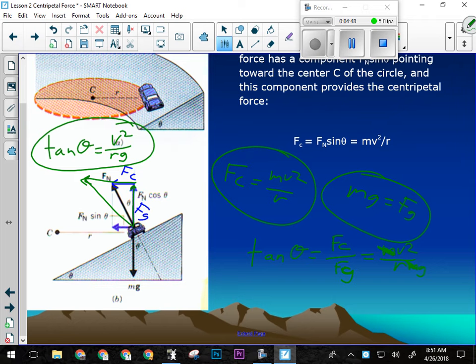So the faster I want to go, the bigger the angle needs to be. Agreed? That's what this formula would say. The bigger the radius, the smaller the angle needs to be. As long as we understand that.